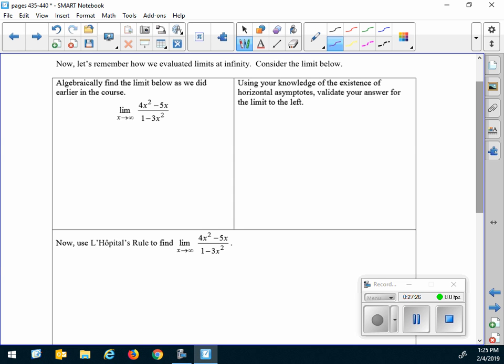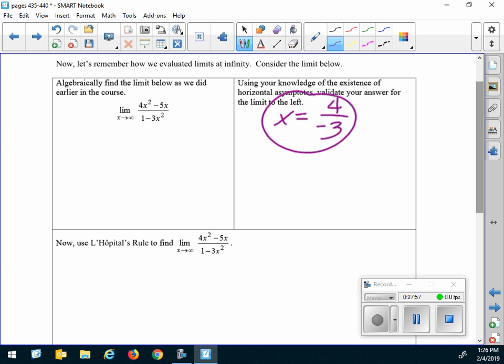Biggest exponent in the numerator, that's an x squared. Denominator's x squared. Negative 3. Since the degree is the same in the numerator and denominator, I just use those coefficients. And you get 4 over negative 3. That's what you learned in pre-cal.